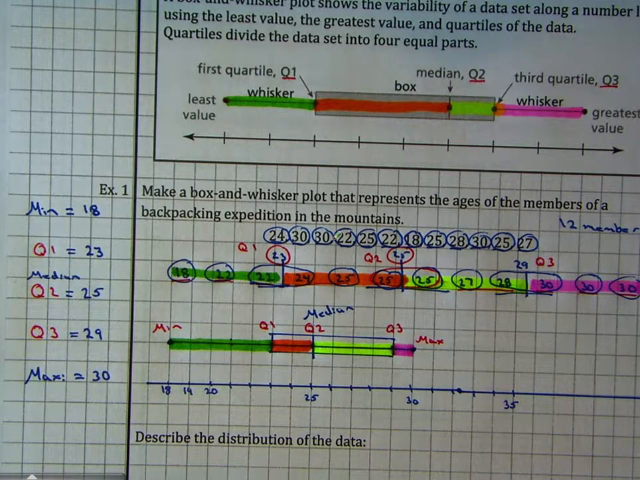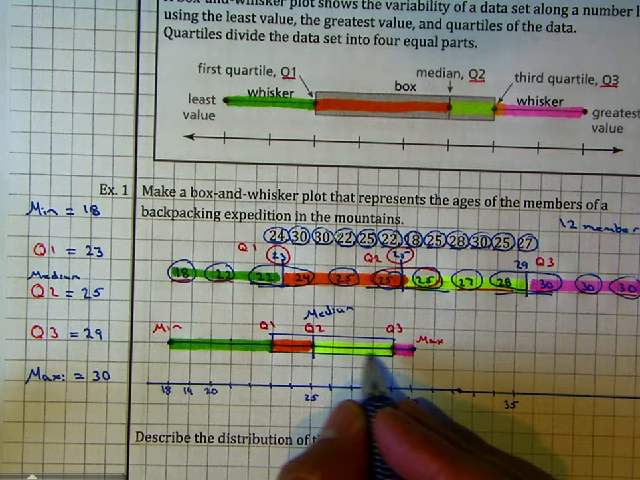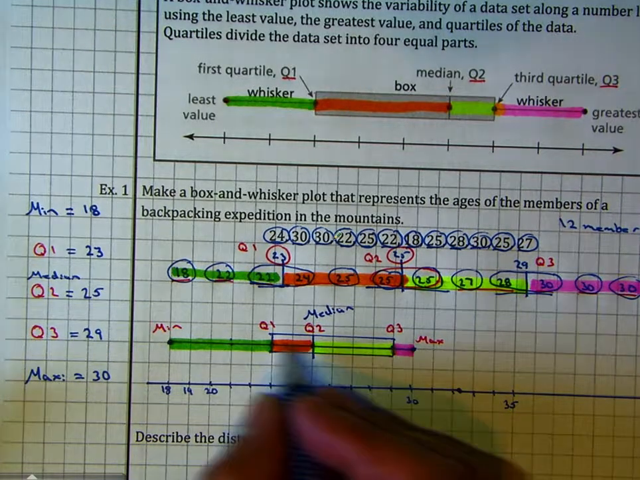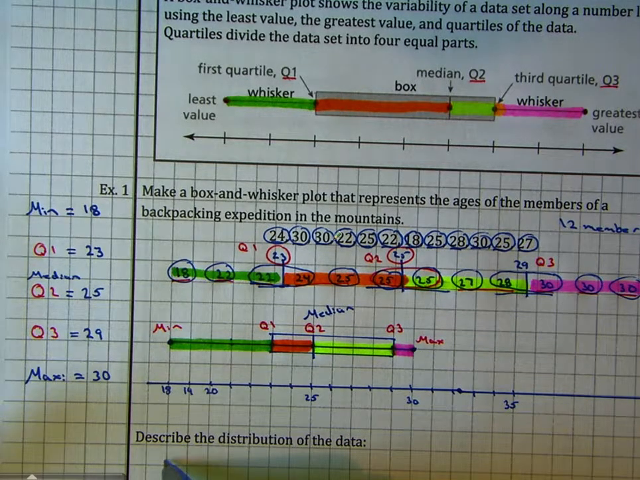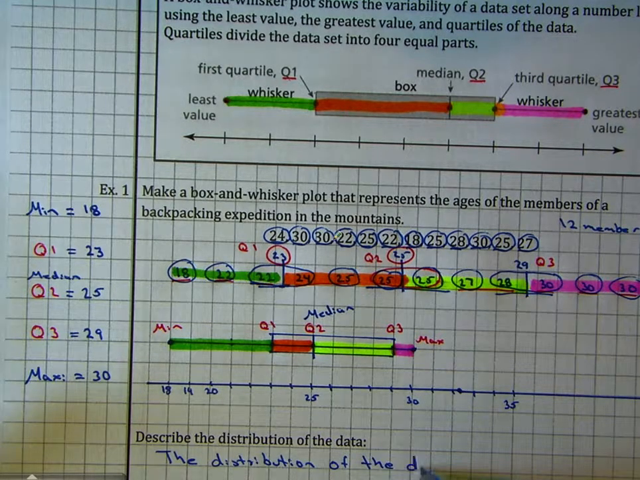Right now, what we're going to say is the distribution of the data is the box on the left, or on the right, or in the center. The box is on the right. So we're going to say the distribution of the data is to the right. Is it data or data? Let's say data.